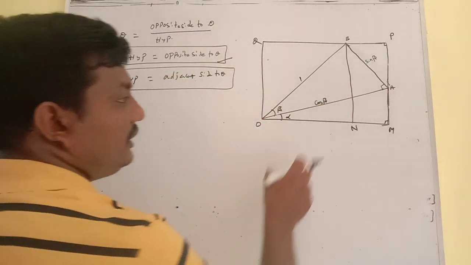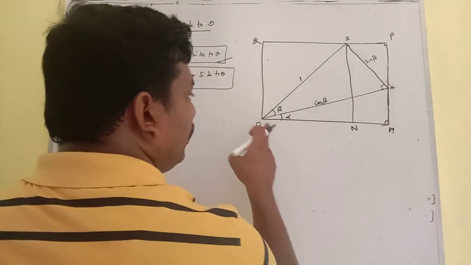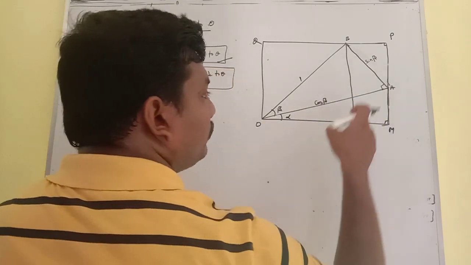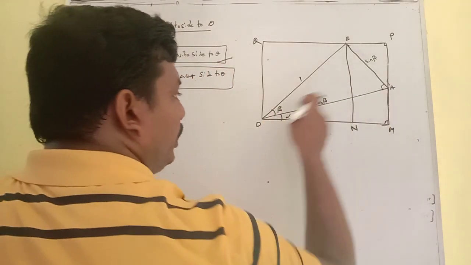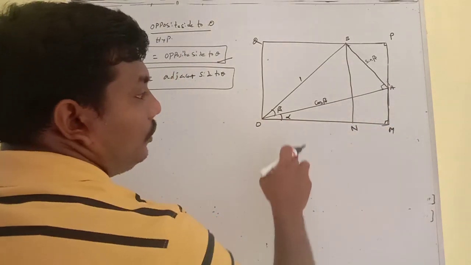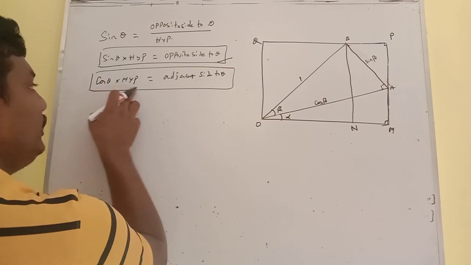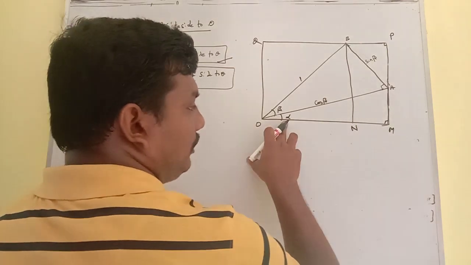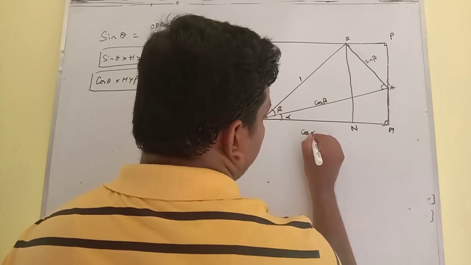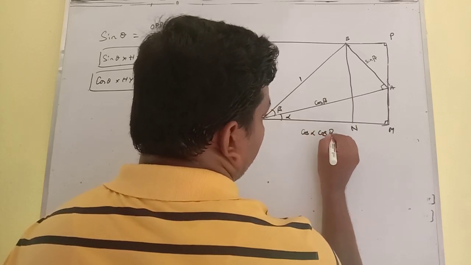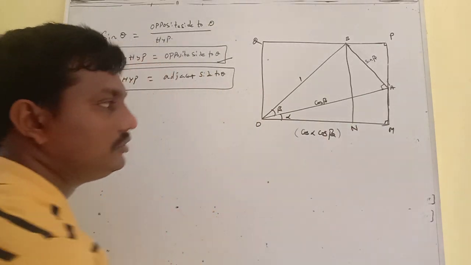Now, what is the adjacent side of triangle AOM? Here AO is the hypotenuse. Then in AOM, the adjacent side is nothing but cos theta into hypotenuse. Here theta becomes alpha, that is cos alpha into hypotenuse. This is cos alpha cos beta. That is OM length. OM length is equal to cos alpha cos beta.